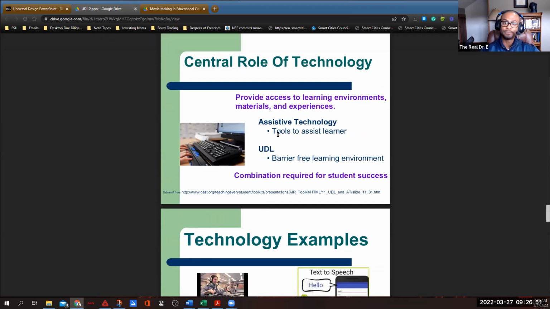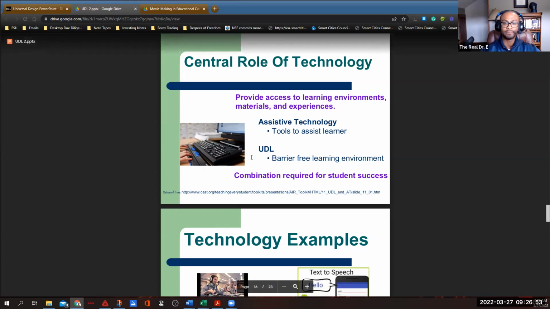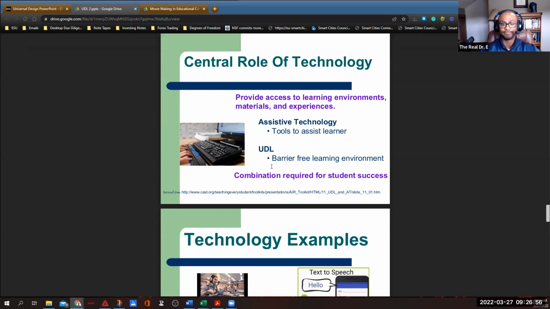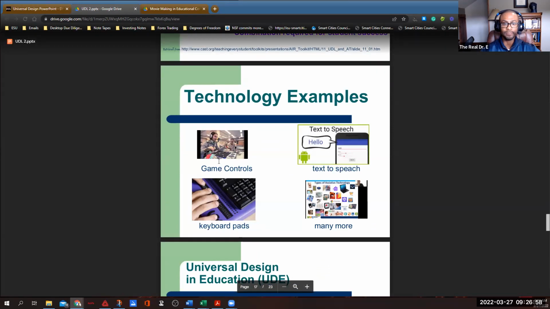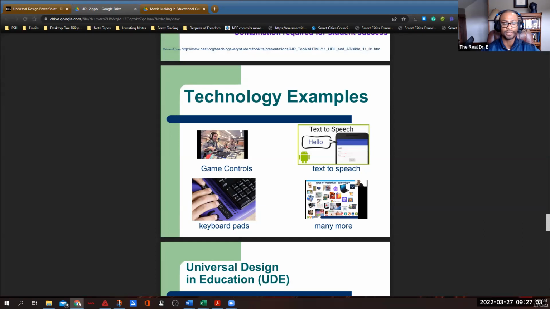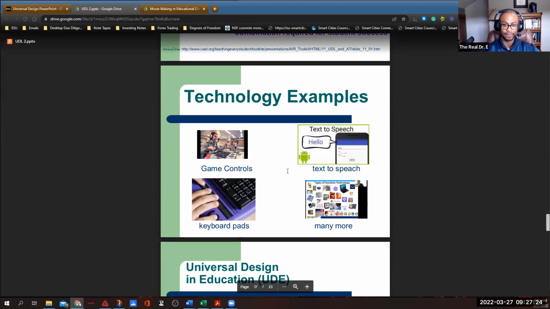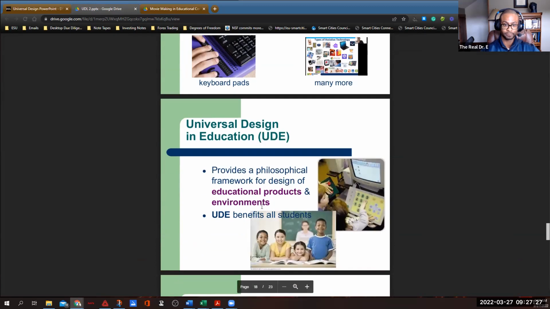All right, central role of tech. Tech is an assistive tool. UDL is a barrier-free learning environment by using assistive tools. Okay, and there are tons of them. Game controllers can be assistive tools. They use different types of controllers for different access points into games. So for example, Xbox has this very special two-pad, two-tone kind of controller for their games. We have text to speech. We have special keypads, especially for those that are blind, and so forth and so on.